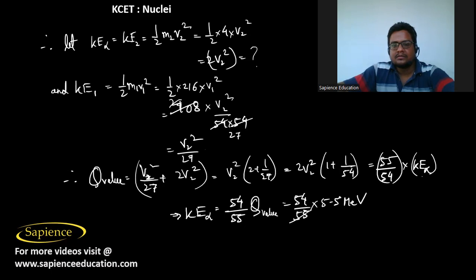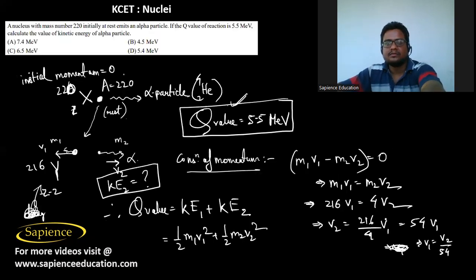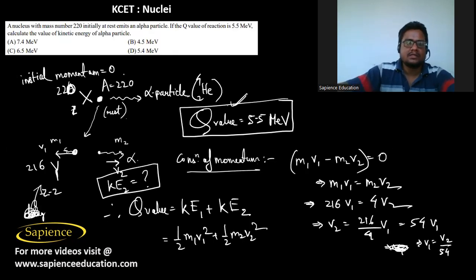So if we cancel it, this will be 1.1. No, this is 0.1 only. So 54 into 0.1, that is 5.4 mega electron volt. So 5.4 mega electron volt is the kinetic energy of the alpha particle. So option D is the correct answer.